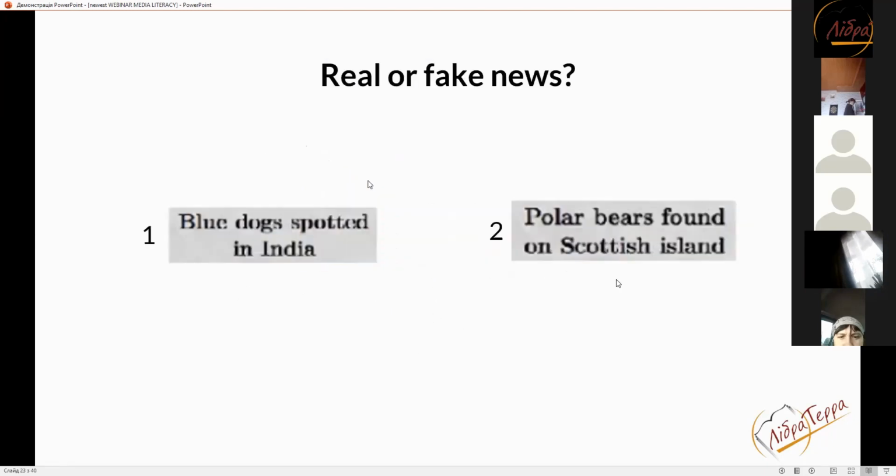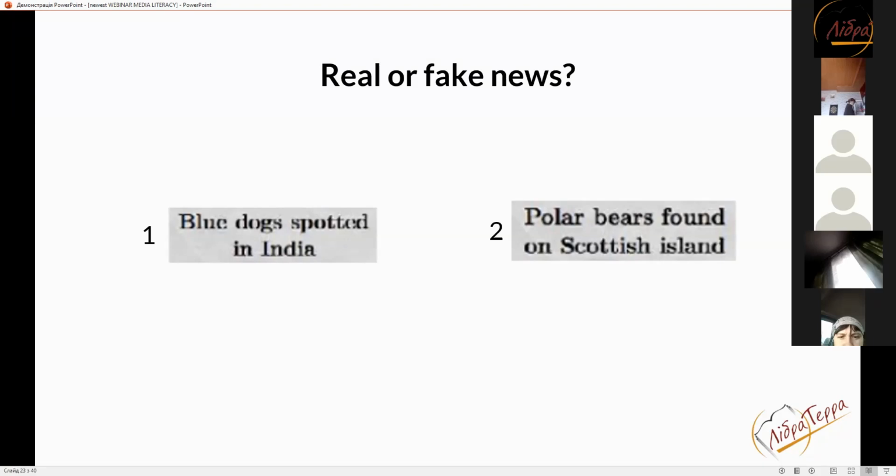So now another practical task for all of you to practice. Here you have 2 headlines. Number 1 is blue dogs spotted in India. And number 2, polar bears found on Scottish island. So in the chat, please write down, what do you think? Is it true or is it fake? Which one? Number 1, for example, true, number 2, fake, or vice versa. What's your opinion? Which news is true and which one is fake? Please write down in the chat.